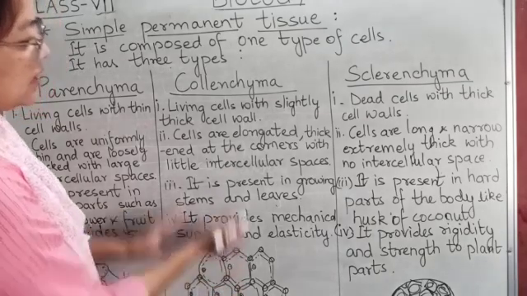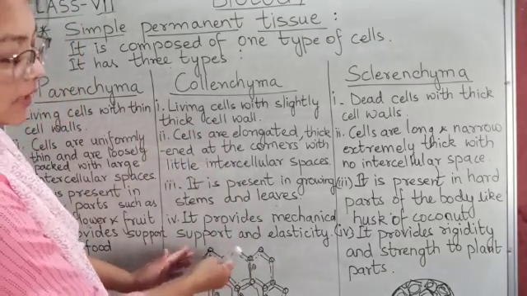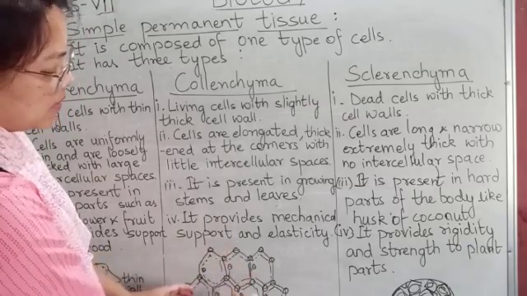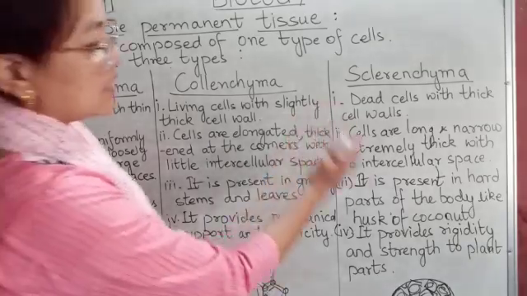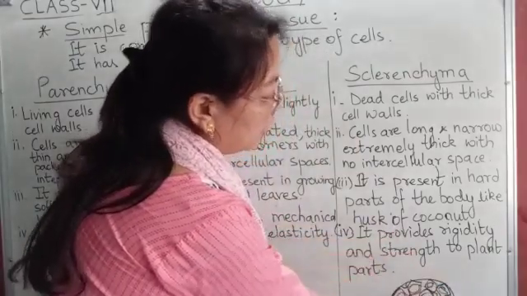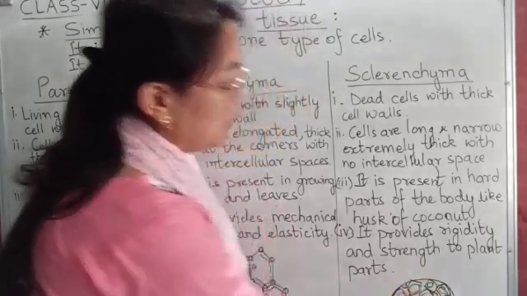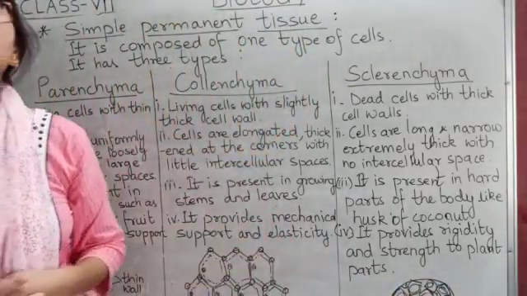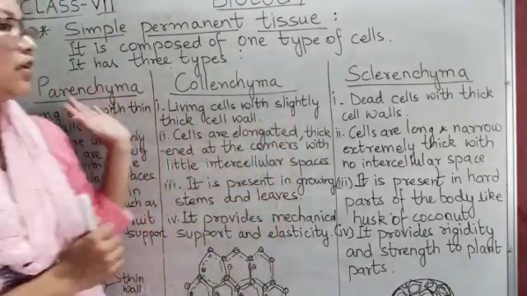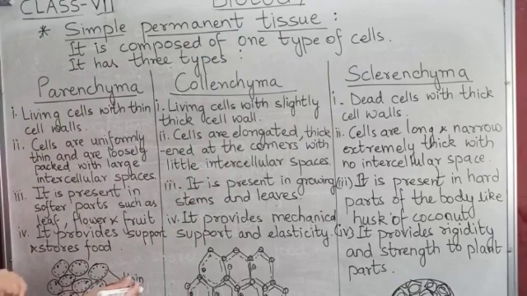And here you can see in the case of collenchyma, the cells are elongated and a little thick, and there are little intercellular spaces between them. Whereas in sclerenchyma, the cells are elongated, with very thick, extremely thick walls, and they do not have any intercellular spaces. So these are the three differences between parenchyma, collenchyma and sclerenchyma.